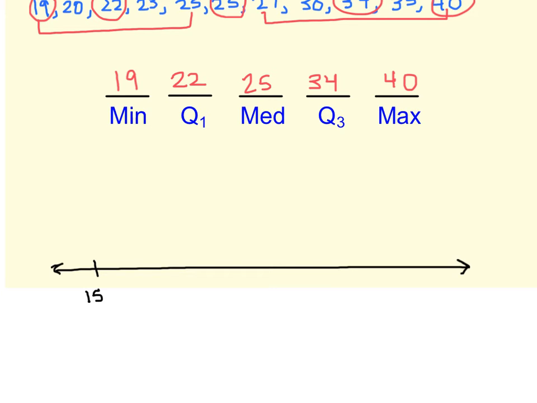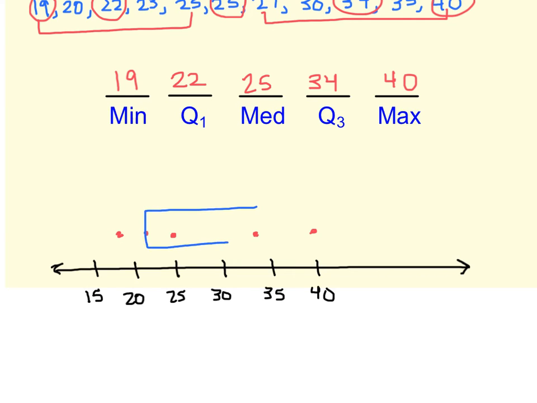So 15, 20, alright, so you can see I have my number line from 15 to 40, and now I'm going to plot the points for our 5-number summary just all in an invisible line floating above the numbers. So 19 would go right there, then we have 22, 25, 34, and 40.